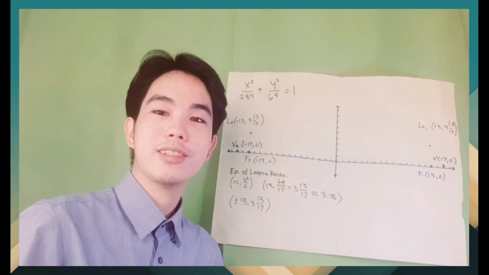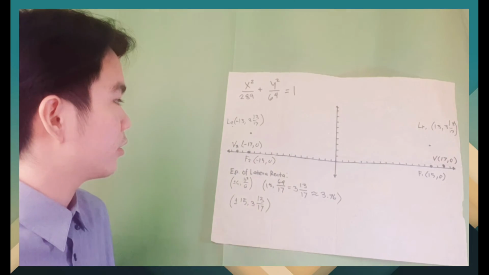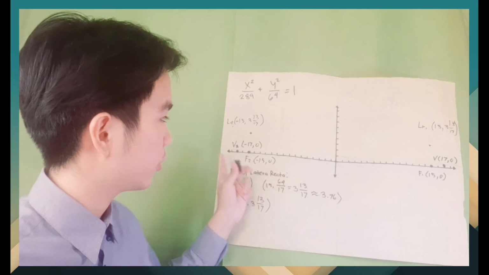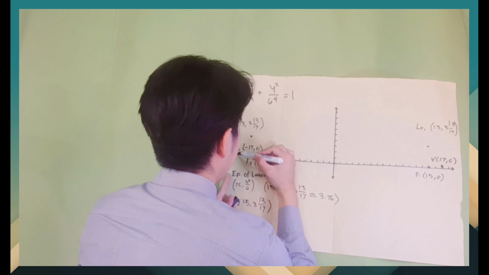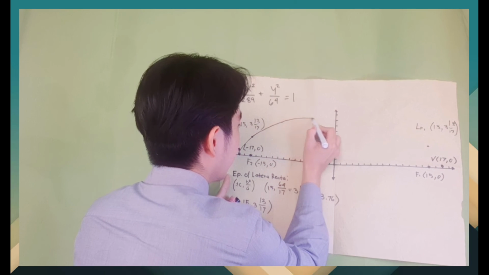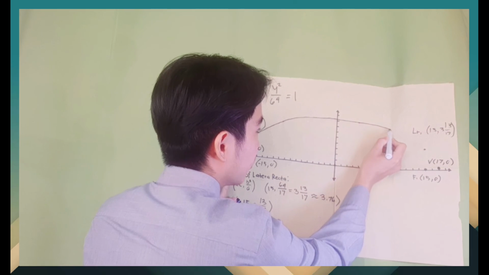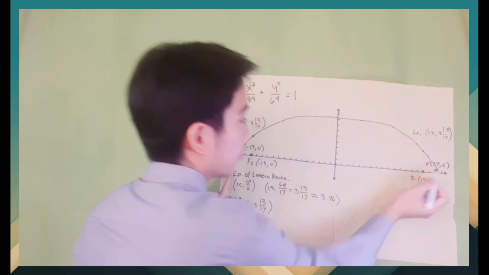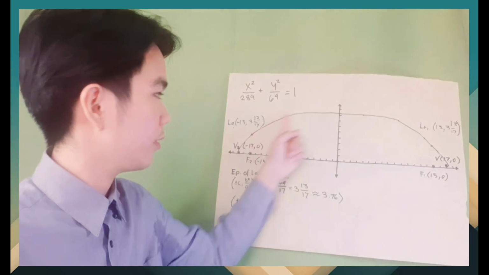We can now finalize and graph our ceiling. So it is from vertex 1 to vertex 2. We can graph it like this. So this is our graph of the ceiling.